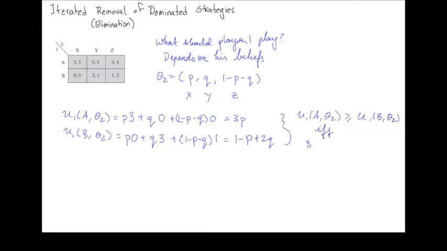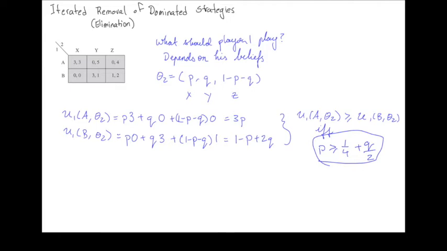So when is A a better option? The expected utility from A is at least as high as the expected utility from B if and only if 3P is at least as big as 1 minus P plus 2Q. We can rewrite that in a simpler way as P is at least a quarter plus Q over 2. So what's the best response? Again, if P is strictly bigger than a quarter plus Q over 2, then A is strictly better. If P is less than a quarter plus Q over 2, then B is strictly better. And if P is exactly equal to a quarter plus Q over 2, then A and B are equally good.